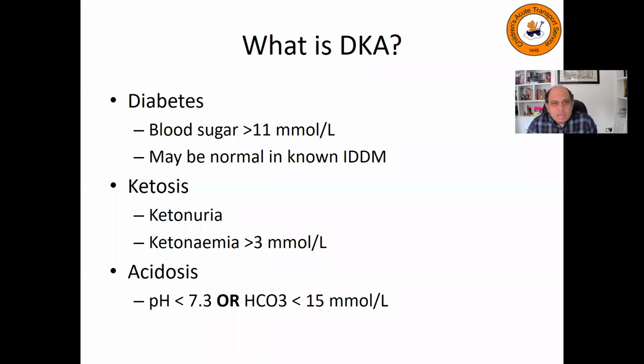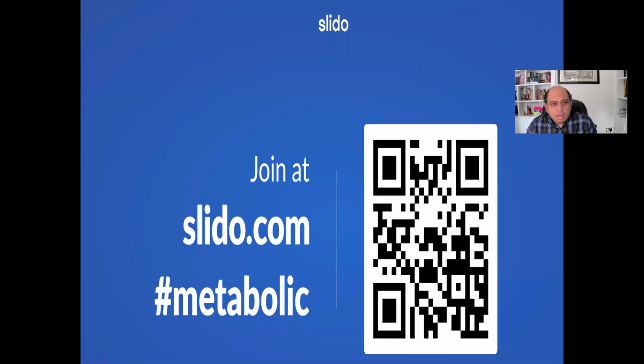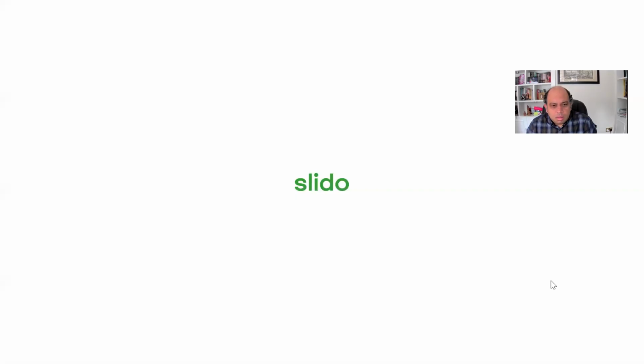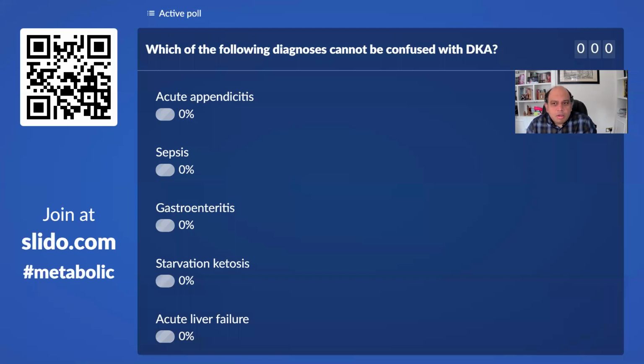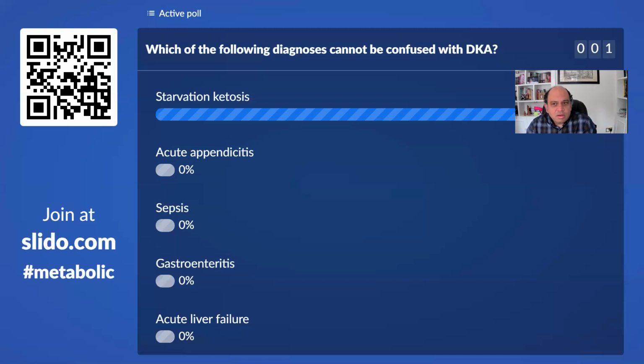Now, it's very easy to split it like this and to describe it, but actually in reality, sometimes it can be quite confusing to make the diagnosis of DKA in some patients. So my next slide is a Slido question. There you go. So you've got 5 choices of diagnoses that cannot be confused with DKA. So I suppose, just to make things simpler for you to understand, many of these can be confused with DKA, but which one can't be confused with DKA?